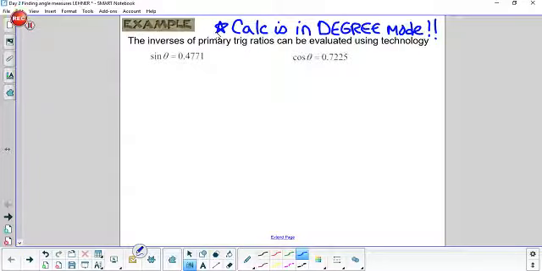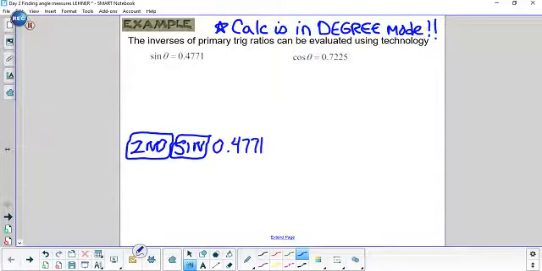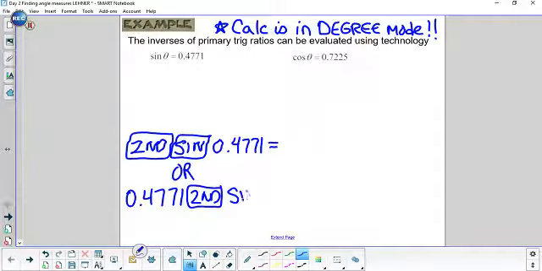So now what we want to do is find the inverse of the primary trig ratios, and we find that by using technology. So we've got sine theta equals 0.4771. You need to check the keystrokes on your calculator and see which is the correct process. You might type second sine and then the decimal, or you might be typing in the decimal and then second sine. Some calculators, it might actually be shift instead of second. So you need to know your calculator.